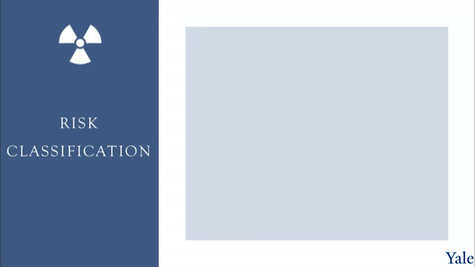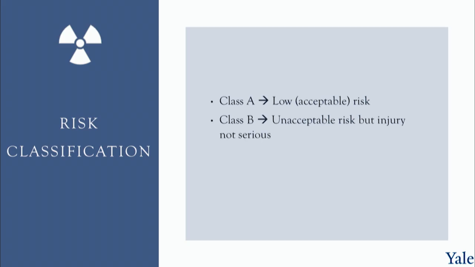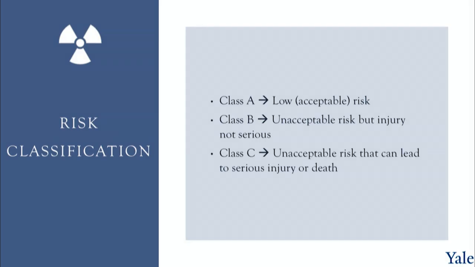As by now you should be expecting, in any medical regulatory document, any standard, at some point you'll hear the words risk classification. The standard defines software into 3 classes: Class A, low or acceptable risk; Class B, unacceptable risk, but the potential injury is not serious; Class C, unacceptable risk that can lead to a serious injury or death. This is similar to the Class 1, Class 2, Class 3 that the FDA recommends. It's simply a matter for the software component of a project.